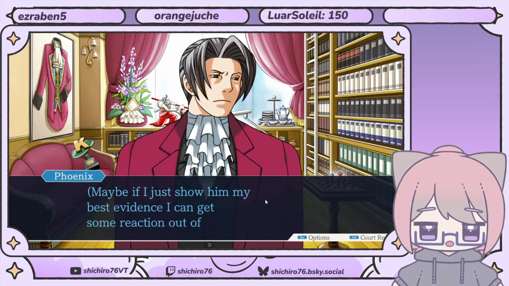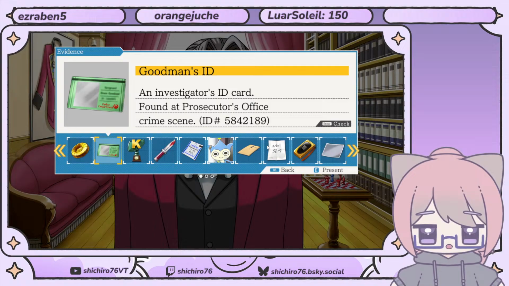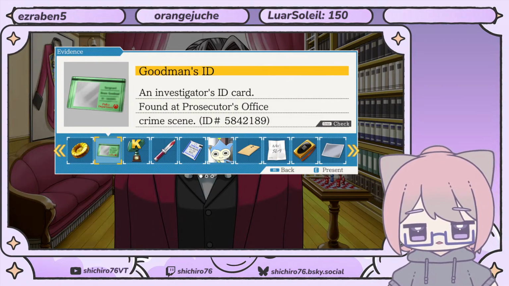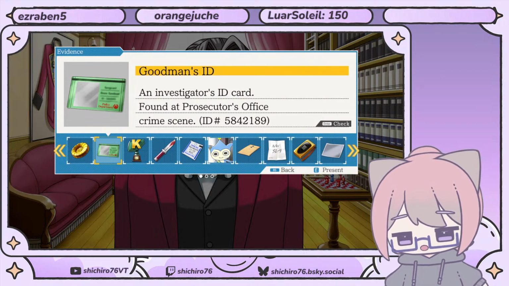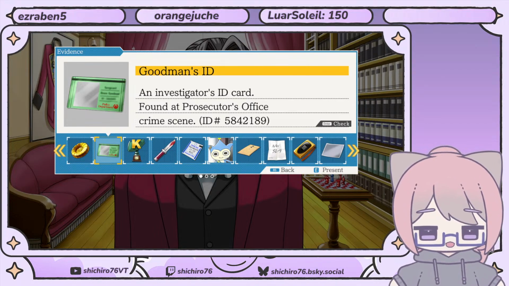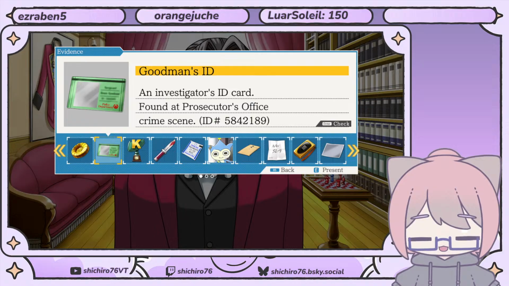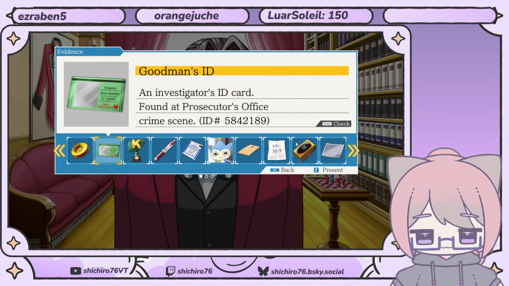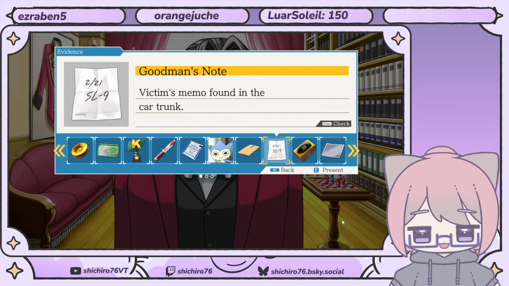Maybe if I just show him our best evidence. Okay. Jeez, I'm just following the guide here. It's almost okay to show him the ID. Edgeworth is not impressed. I lost points. Let's present the note instead.